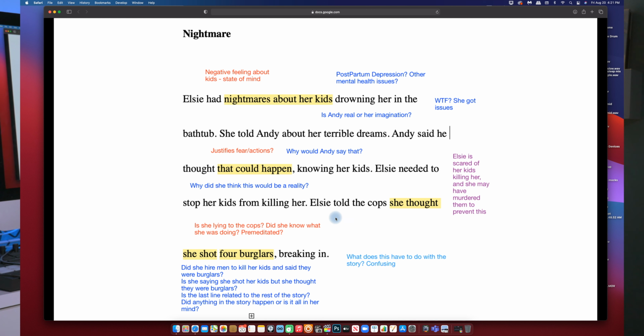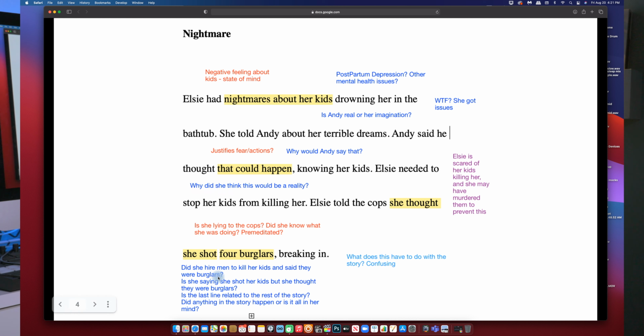My summary of the entire paragraph is Elsie is scared of her kids killing her and she may have murdered them to prevent this. And now in blue, I have questions that popped into my mind as I was reading the text. So maybe she was suffering from postpartum depression or other mental health issues. I wrote WTF, she got issues. Is Andy real or is he a part of her imagination? I was questioning why would Andy say that he thinks it would happen. I was also questioning why did she think this would be a reality for her.